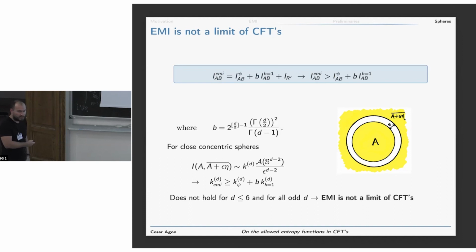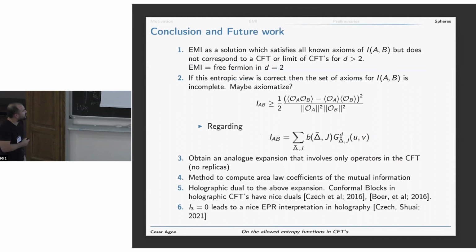Okay, so as I said, what we saw in this work is that the EMI is a solution which satisfies all known axioms of the mutual information, but it doesn't correspond to a CFT or a limit of CFT in higher dimensions, even though it has a positive outcome for D equals 2. It actually corresponds to a real CFT. So whatever this constraint is, maybe it depends on the space-time dimension, such that it cannot rule out the D equals 2 case, let's say. So as I said, the set of axioms of the mutual information might be incomplete. And I have always been curious about this inequality, because maybe you just need to axiomatize it, write it down in terms of mutual information, if that is possible. And maybe what's happening is that we are somehow violating this inequality.